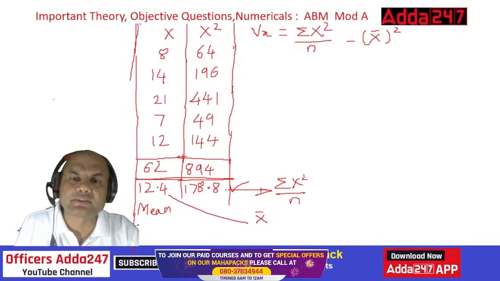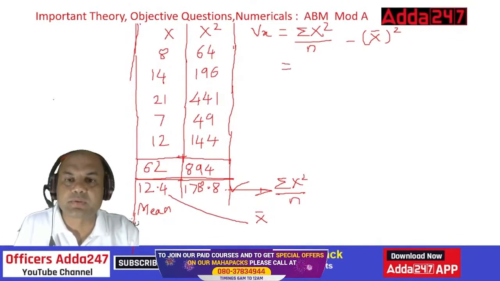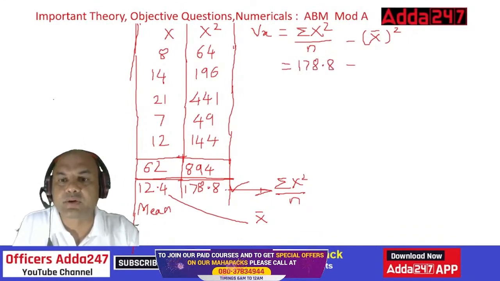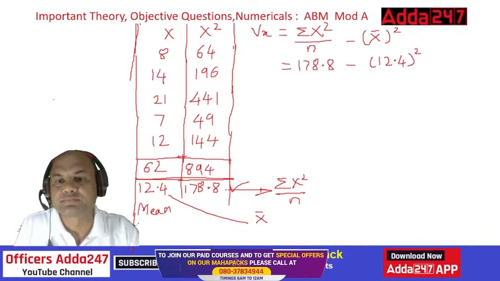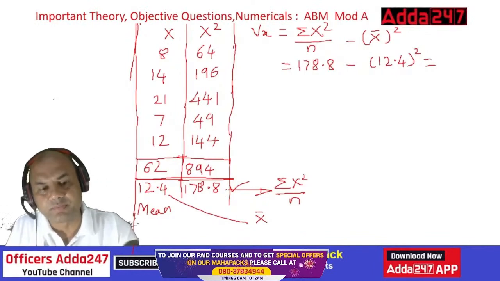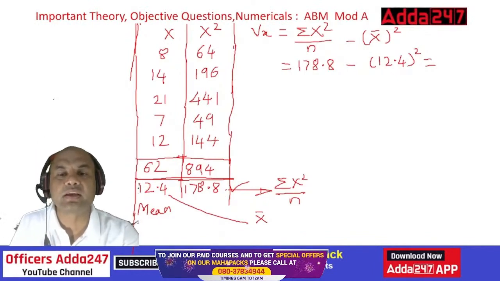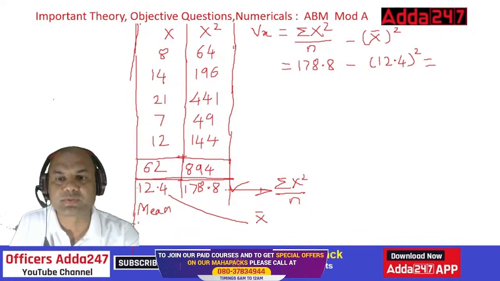So now write the answer. So summation x square upon n is 178.8 minus, what is x bar? 12.4 square. Now you do it. Everyone do it fast. Give me the answer for this. I'll write the answer over here because we need space over here. So what is the answer you are getting? Everyone, fast. Minus.